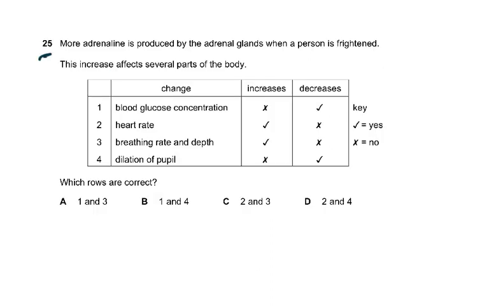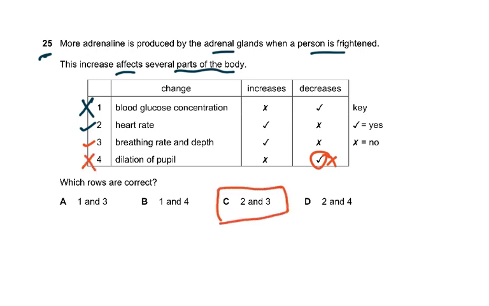Now coming to the last question, more adrenaline is produced by the adrenal glands when a person is frightened. The increase affects several parts of the body. Blood glucose concentration doesn't decrease, so this one is wrong. Heart rate increases, so this is correct. Breathing rate and depth also increase. Dilation of the pupil, yes, it doesn't decrease, so this is wrong. So the answer is C, 2 and 3.